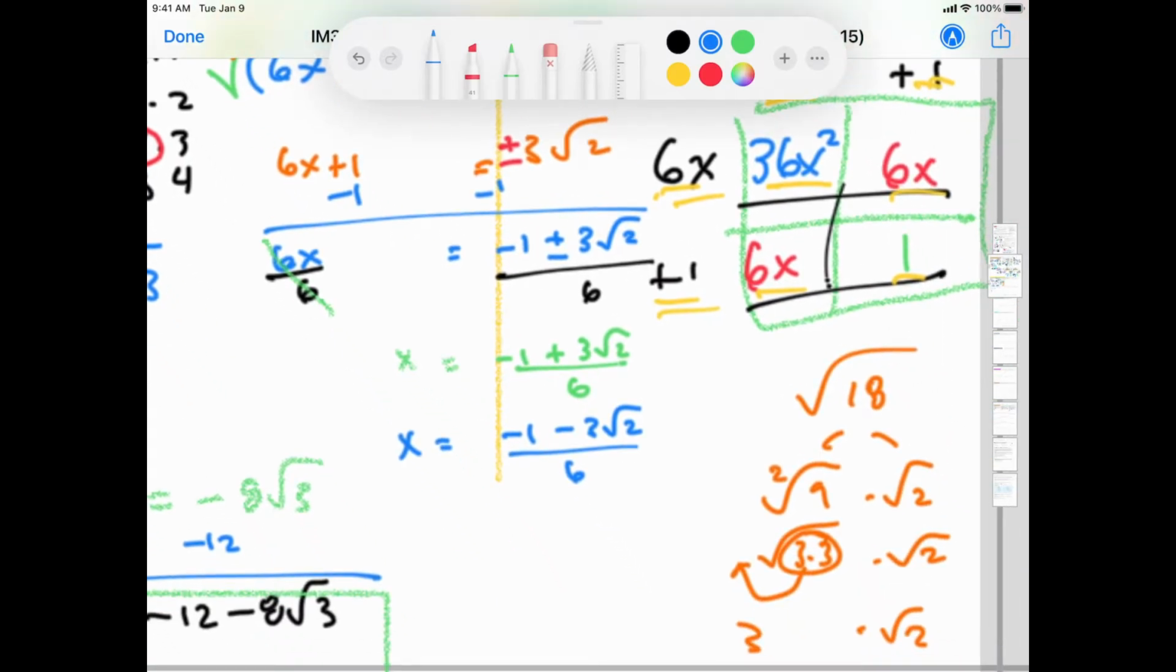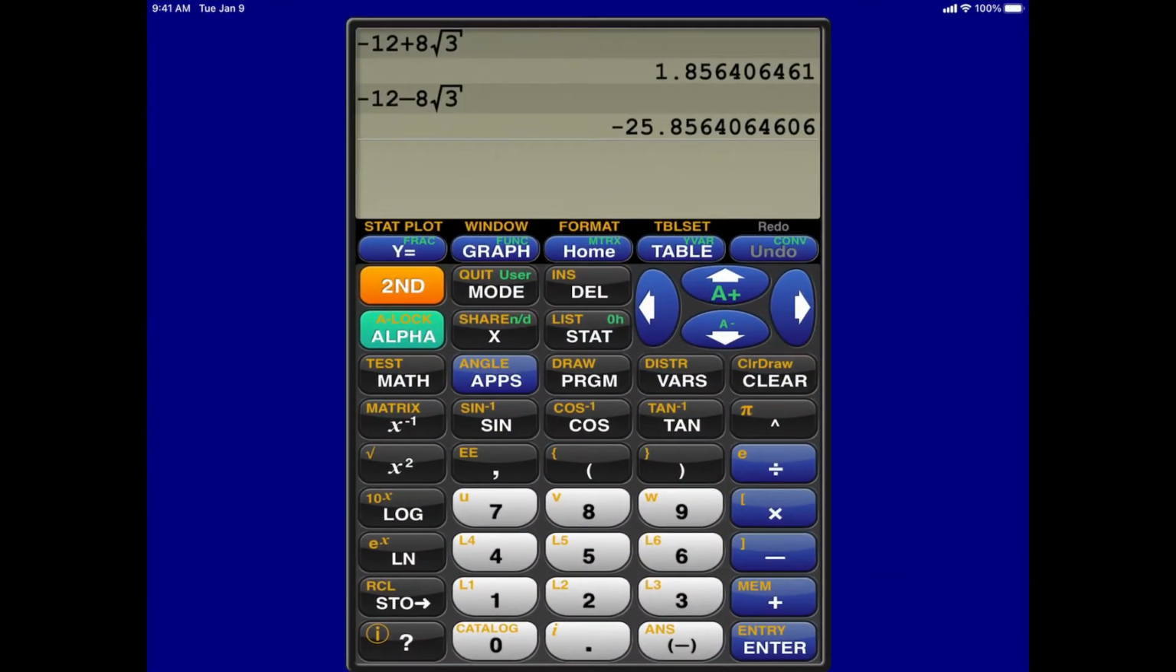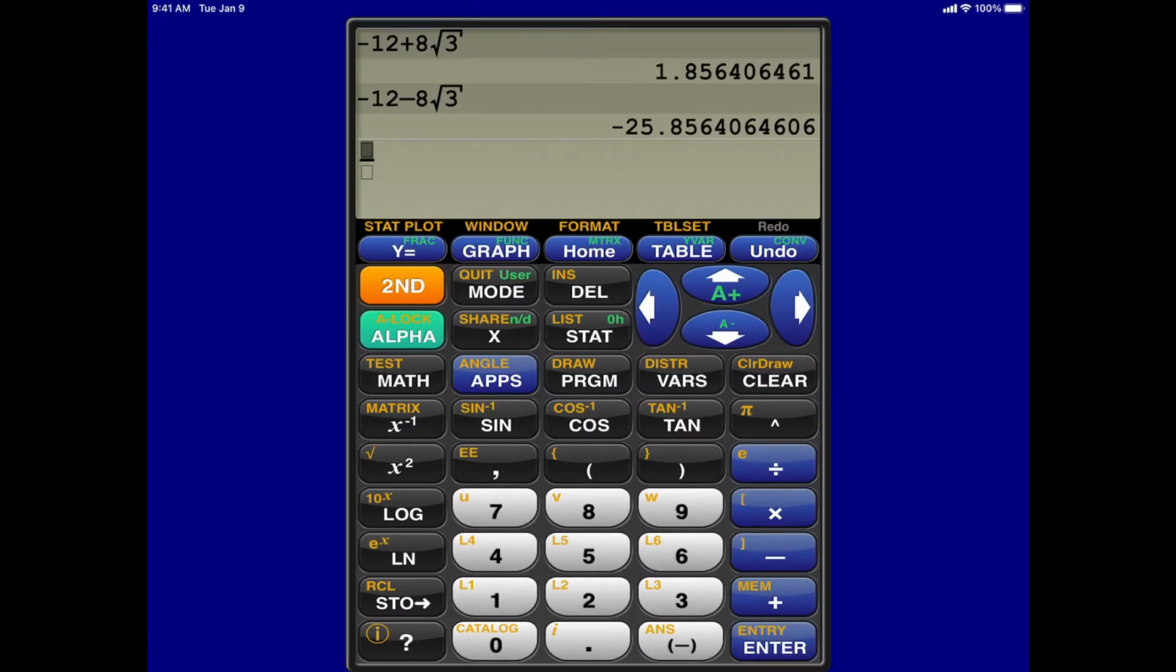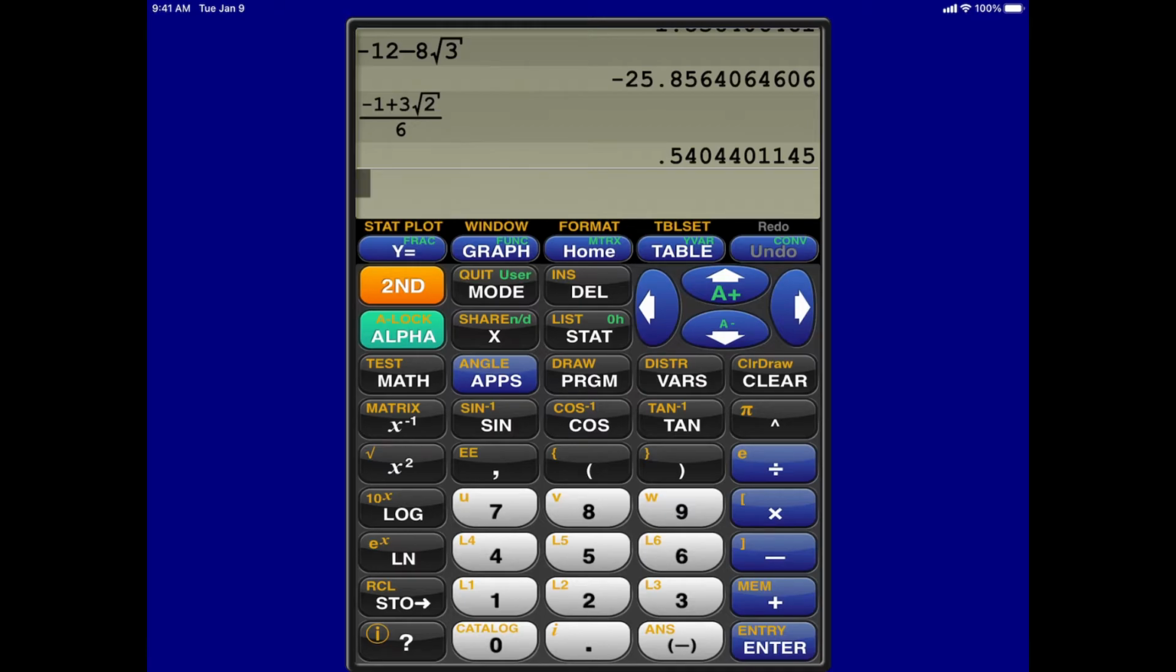Alright, let me get my calculator. Negative 1 plus 3 radical 2 over 6. Try that again. Negative 1 plus 3 radical 2 over 6. Gives me 0.54.